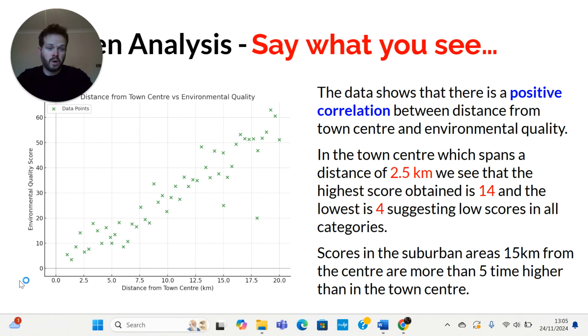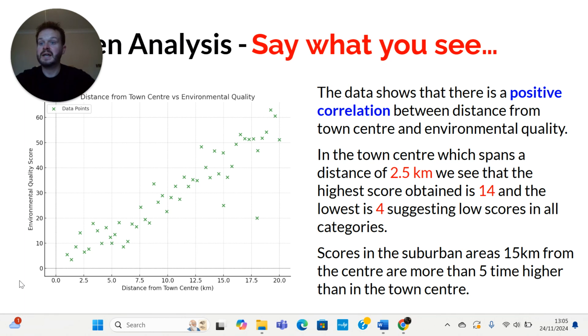So as you can see in figure 1, at a distance in the town centre, which spans up to 2.5, the highest score obtained is 14 and the lowest is 4, suggesting low scores across all categories in your environmental quality survey. And then we've got the significance of that difference as well in the next line, where scores in the suburban areas, 15 kilometres from the centre, are more than 5 times higher than the town centre.